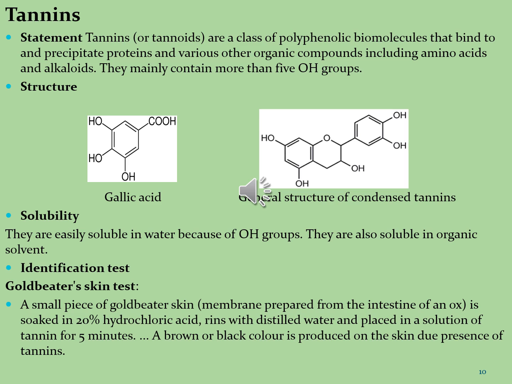This test is carried out by using the gold beater skin test. It is carried out when a small piece of gold beater skin membrane prepared from the intestine of an ox is soaked in 20% hydrochloric acid, rinsed with distilled water, and placed in a solution of tannin for 5 minutes. A brown or black color is produced on the skin due to the presence of tannins, which indicates the presence of tannin molecules.